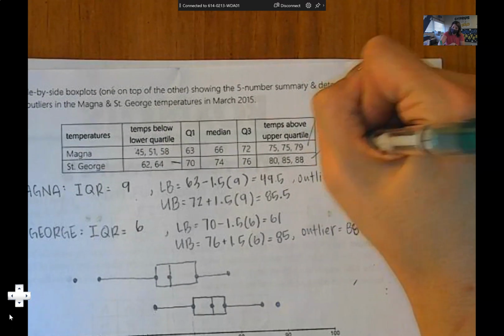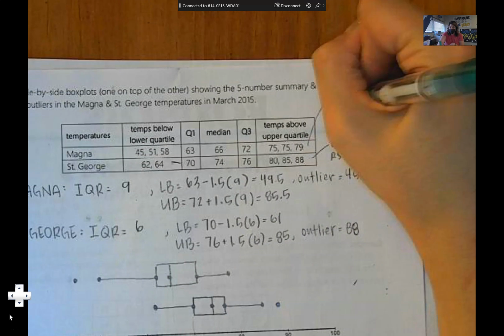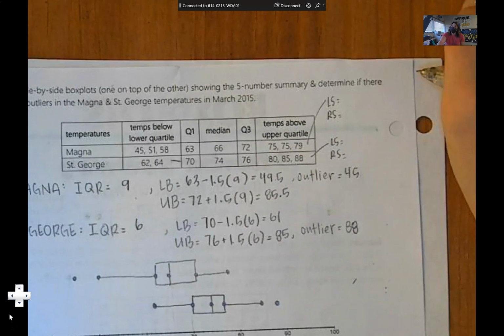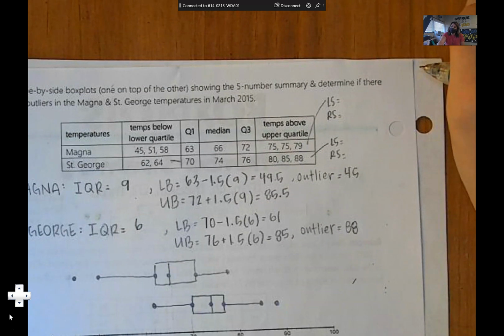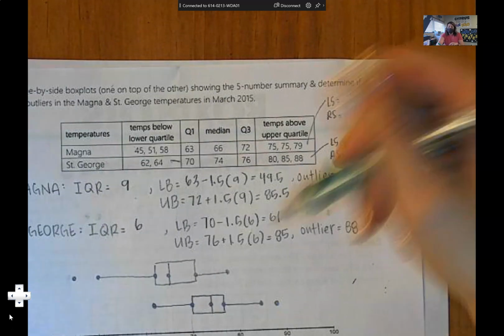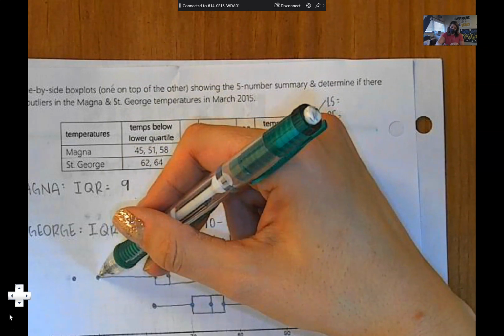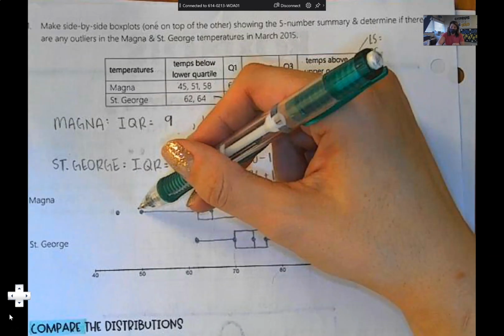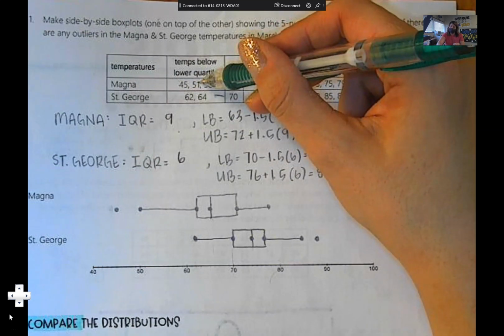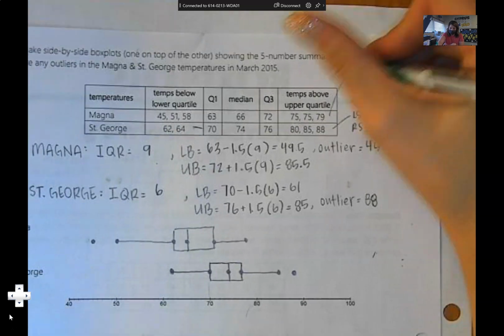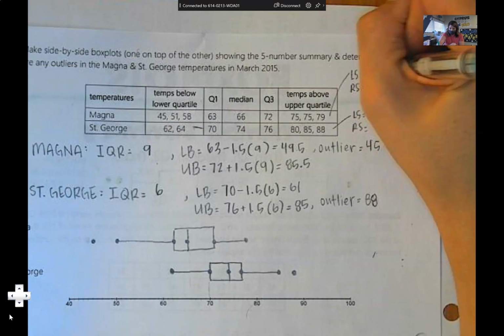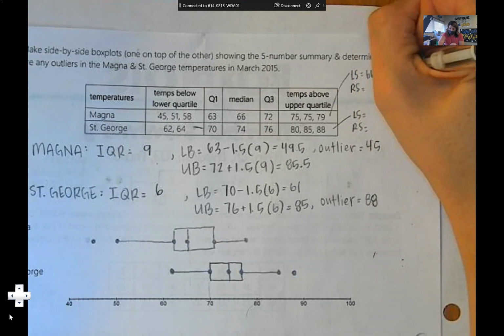And then I would do the same for St. George. Do you want to try that really quick? When you do your maximum and minimum for Magna, do the minimum on the graph. So don't use 45, use 51. Does that make sense? Okay, go. This should only take a little bit.